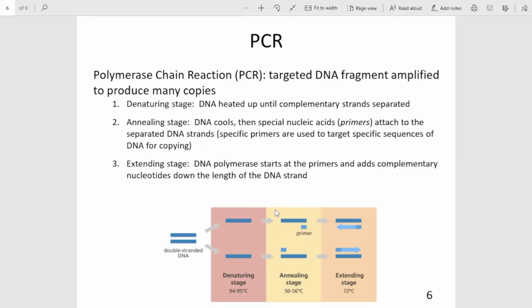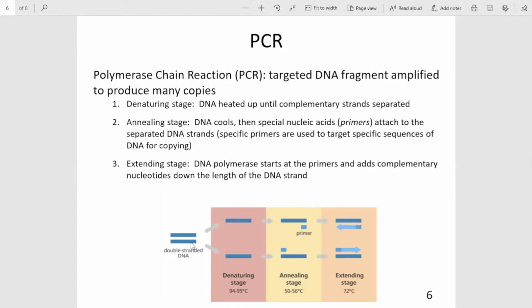PCR consists of 3 stages: the denaturing stage, the annealing stage, and the extending stage. Here on slide 6, we see we are starting with a piece of DNA. DNA we know is double-stranded, which are these 2 blue lines, and not represented here are the hydrogen bonds that are holding these 2 strands of DNA together.